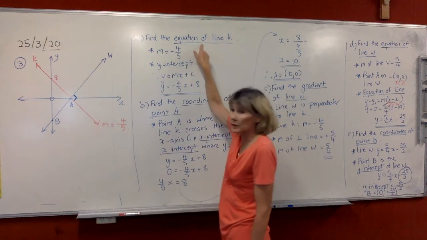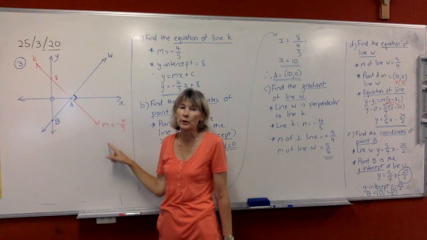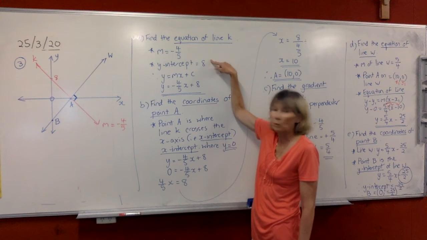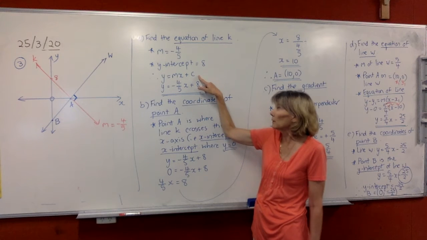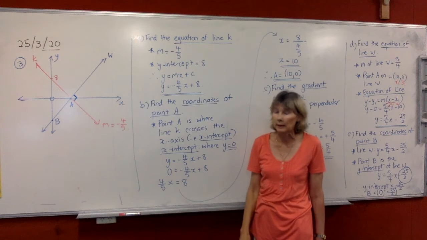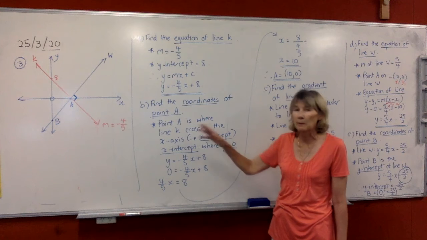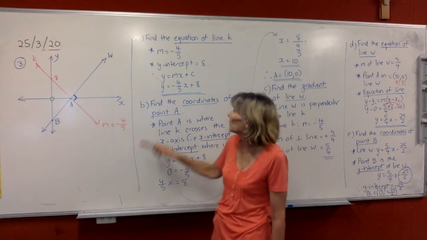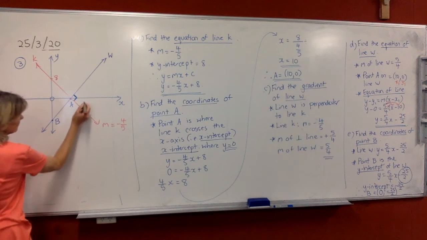So the first question says find the equation of line K. We do have some information about line K. We have the gradient of line K and we have its y-intercept. We're going to put those two together into our gradient y-intercept form and just put them straight in. That's that question done. When you get things, as you find them, it's a good idea to come over to the diagram and mark them on. It just makes things easier to deal with. So I'm going to mark the equation of line K on that diagram.